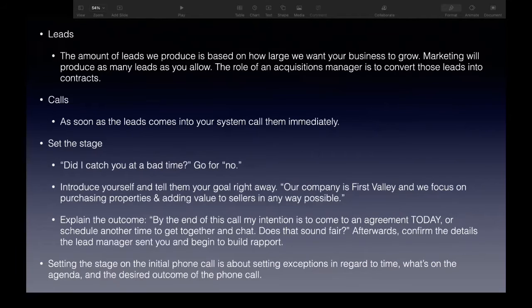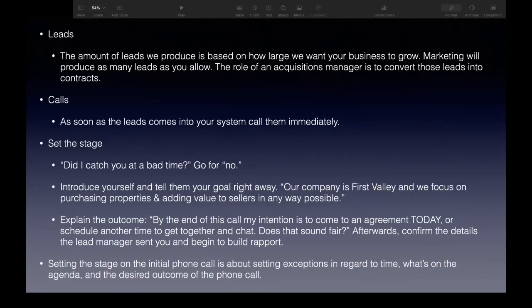or hot, if you say today a lot, they're going to know to come to an agreement today. By the end of this call, my intention is to come to an agreement today, or schedule another time to get together and chat. Does that sound fair, Mr. Seller? Yeah, no, whatever. Afterwards, when they say yes, confirm the details that your lead manager sent you and start to build rapport.